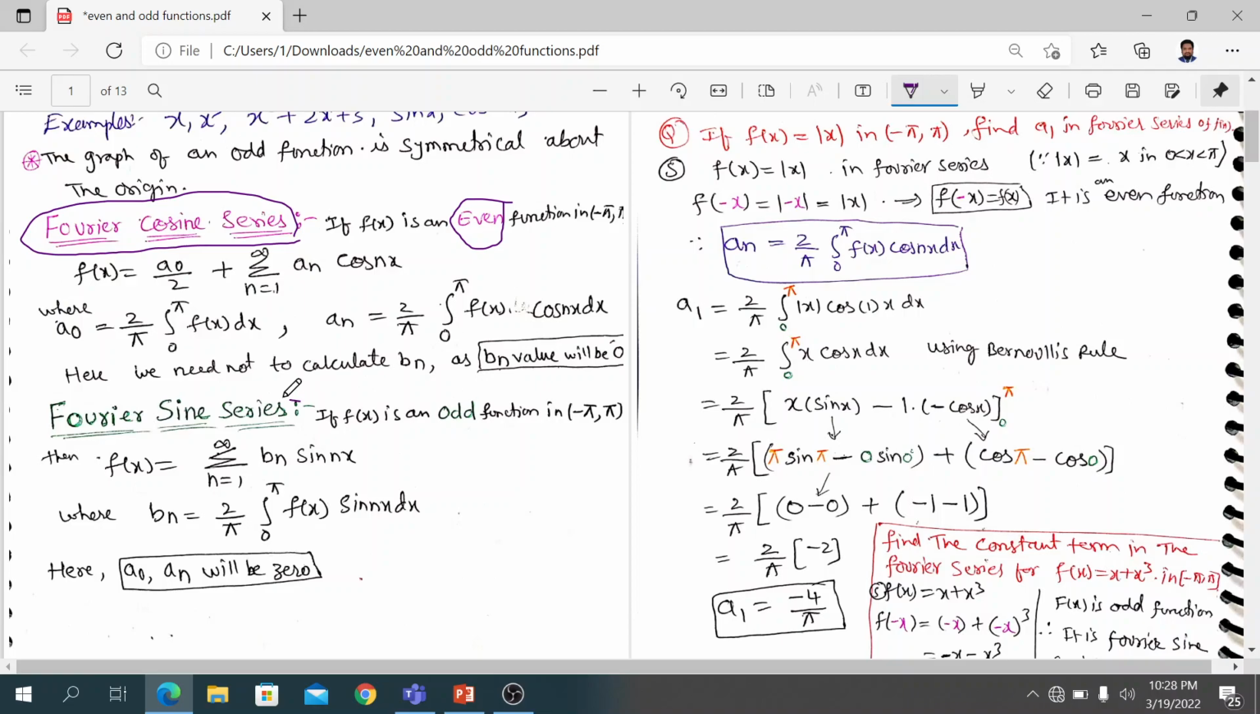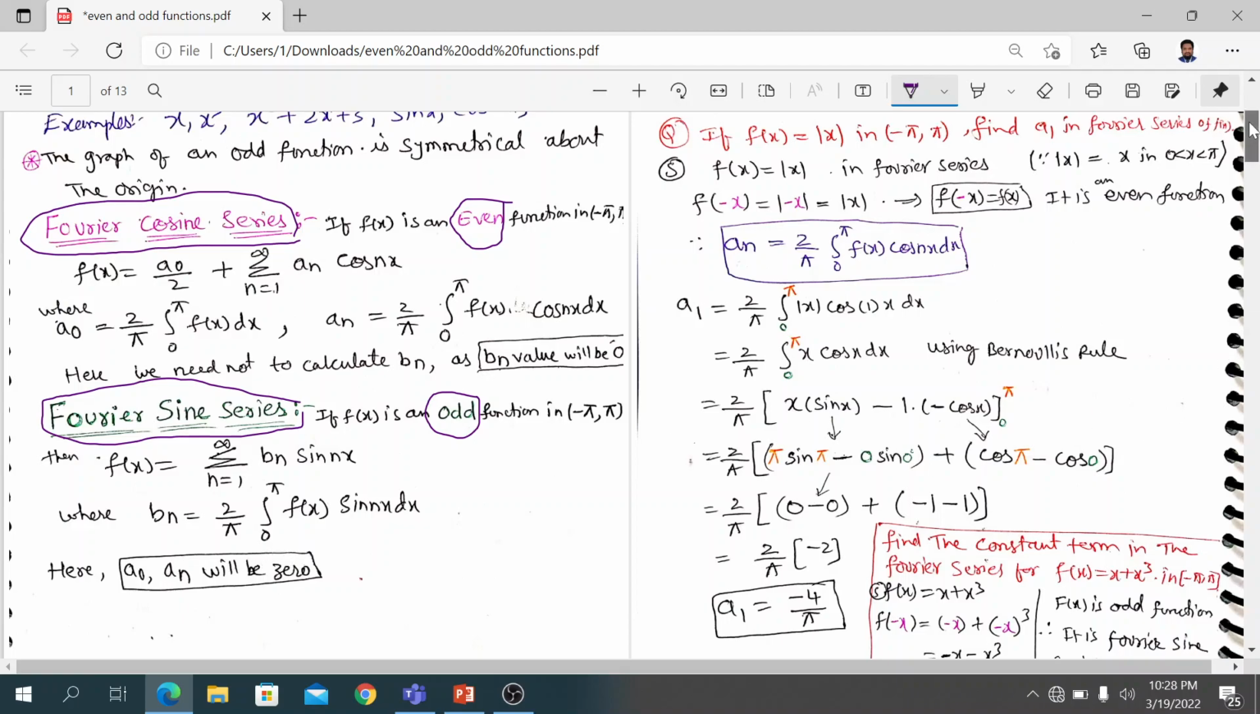Now, the next definition, Fourier sine series. If f of x is odd, sine series means odd between minus pi to pi, then f of x is equal to sigma n is equal to 1 to infinity bn sin nx, where bn is equal to 2 by pi integration 0 to pi f of x sin nx dx. Since it is a Fourier sine series, a naught and an will be 0.